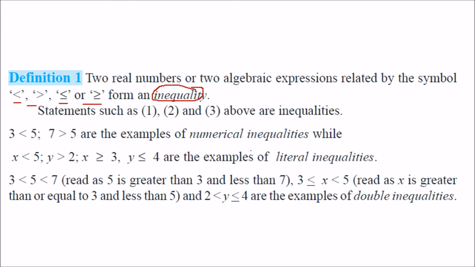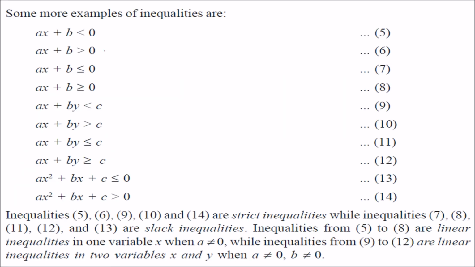There are certain types of inequality, like the numerical inequality. If 3 is less than 5, 7 is greater than 5, these are numerical because numerics are involved. When you have X and Y, say variables or literals involved, you term it as a linear inequality. What about this type of inequality? Actually, this is a multiple inequality. 3 is less than 5, 5 is less than 7, 3 is less than 7. So multiple inequality is there, and we call it a double inequality because this is one and this is another. So there are various types of inequalities.